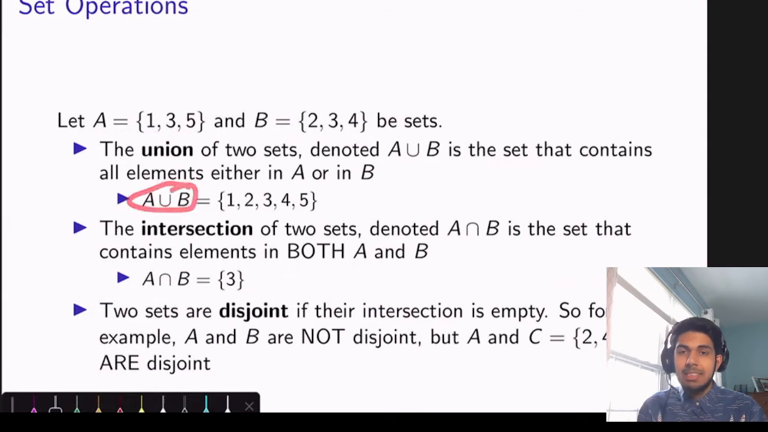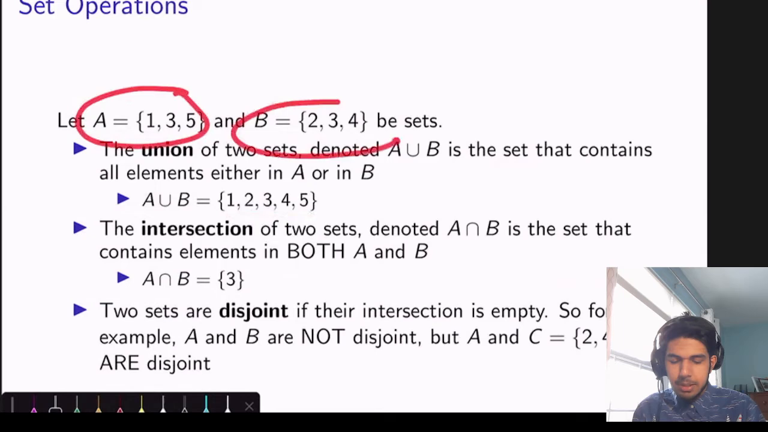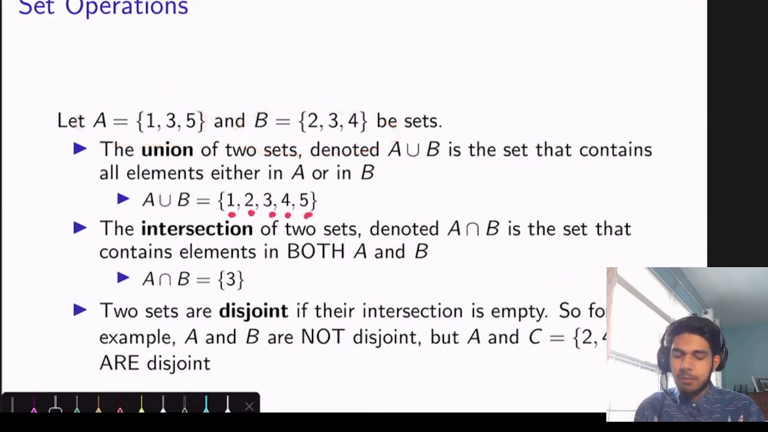In this case, the union of A and B is 1, 2, 3, 4, 5. The way we check that is we go through all of the elements in A and B, and we want to make sure that each element is included in A union B. So 1, yes, that's included in A union B. 3, yes, that's included. 5, yes. 2, yes. 3, yes. 4, yes.